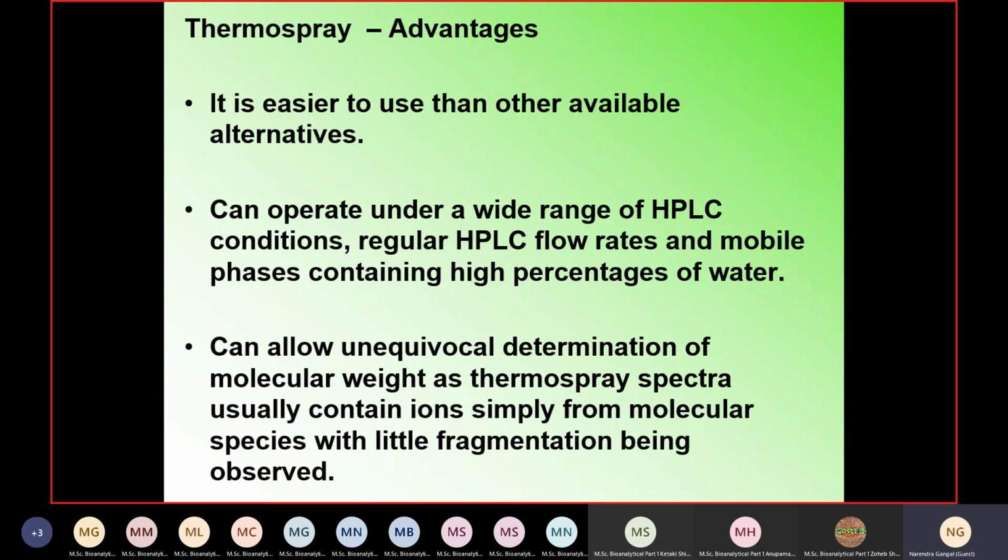whereas CI is a softer technique. The thermospray, the electrospray, all these techniques are called softer techniques. Generally they will definitely have the molecular ion, plus some little fragmentation, not very large fragmentation. Some modification will be required in order to get more fragments, which we are going to study afterwards.